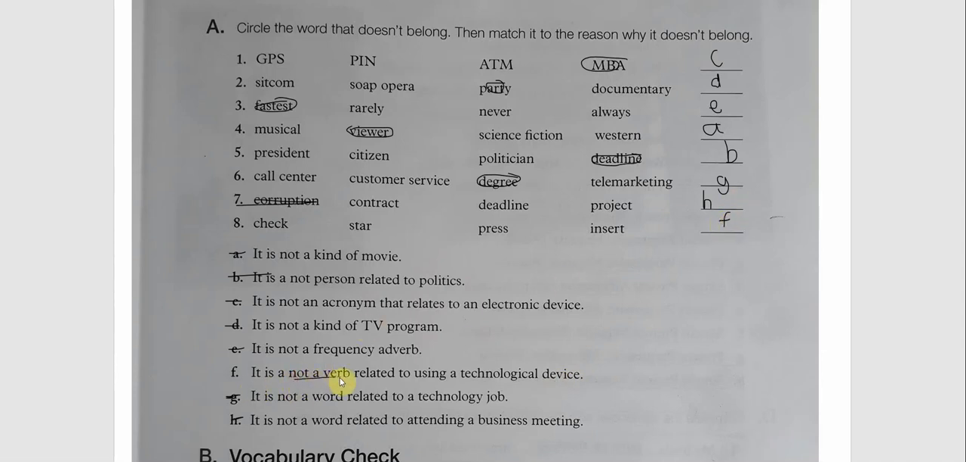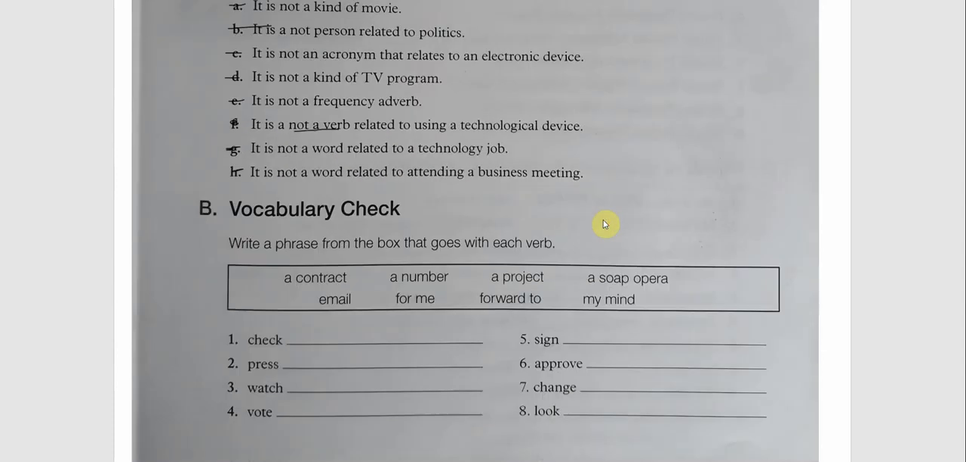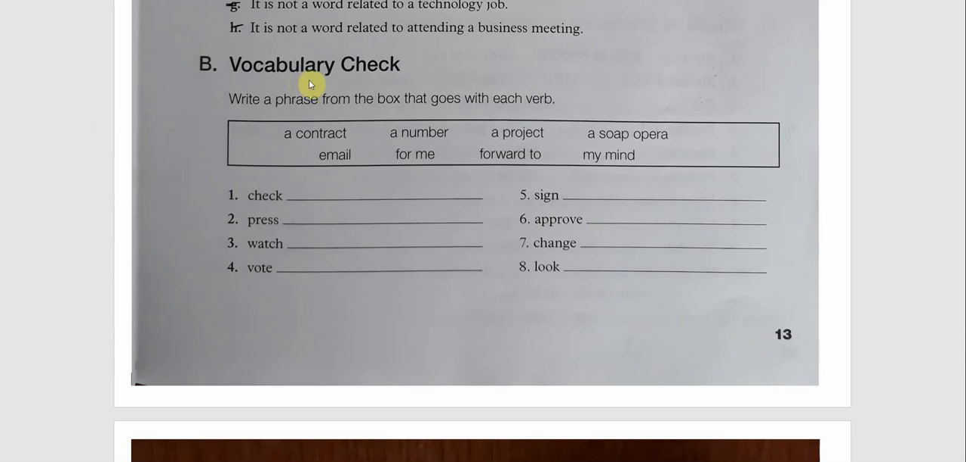It says not a verb. So which one of these is not a verb? Insert is a verb. Press is a verb. Star is not a verb. And check is a verb. So star is the answer. So that's exercise A. And let's move on to exercise B.